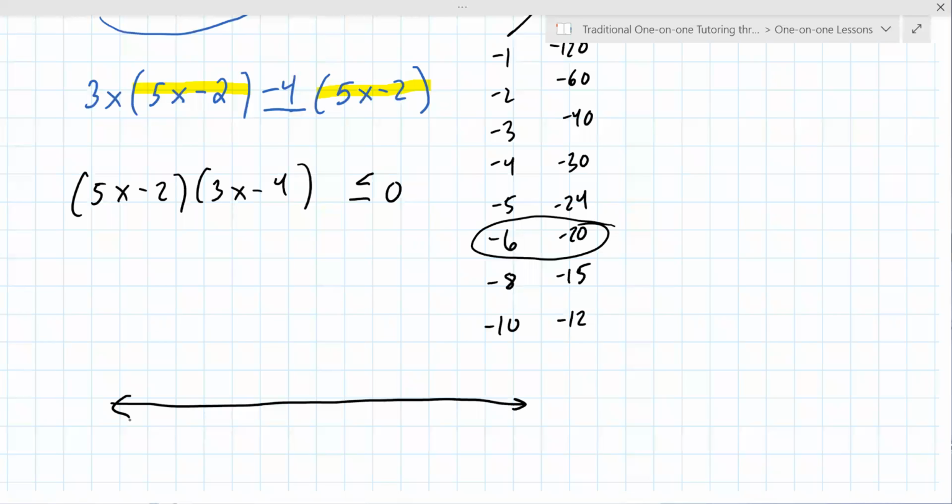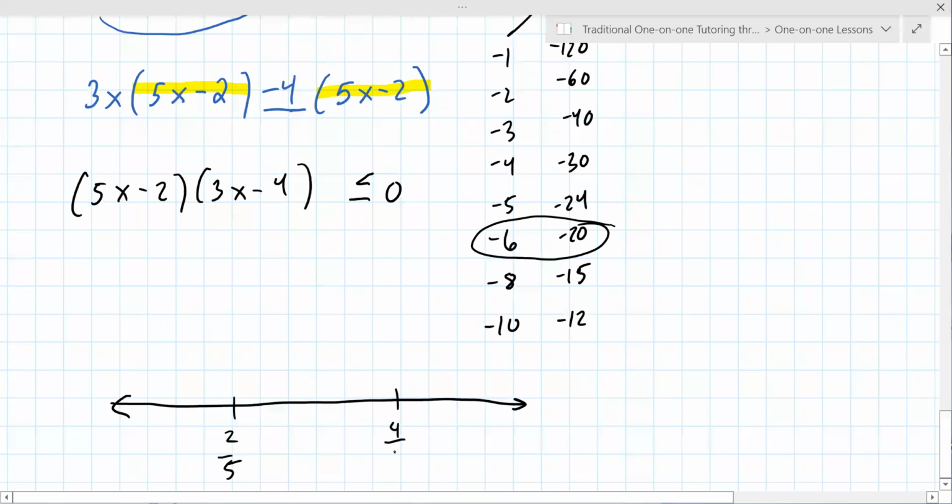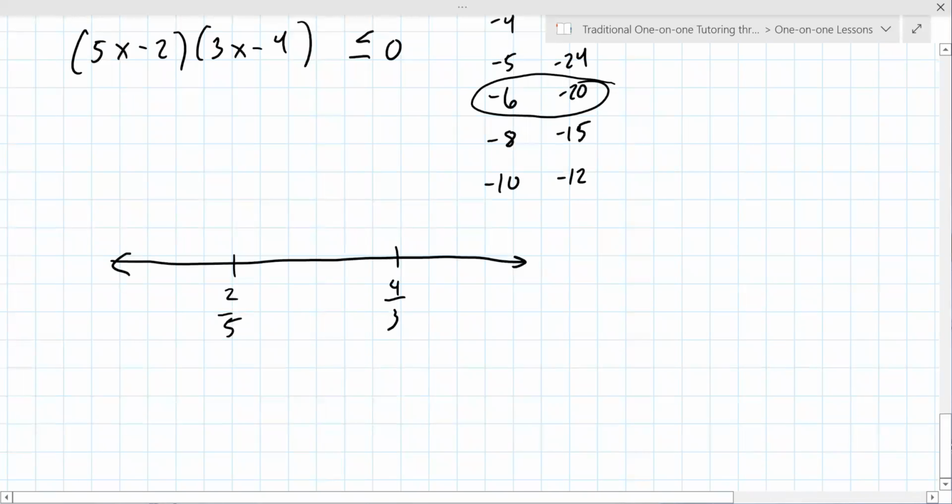Okay, so the 2 points would be 2/5, I agree, and then 4/3. Okay, which goes left of which, or which one's right of which? Oh, 2/5 goes to the left and 4/3 goes to the right. Good, because 4/3 is greater than 1. Yes. Now, don't get caught up here on every increment being 1.